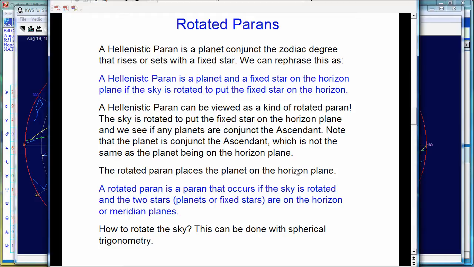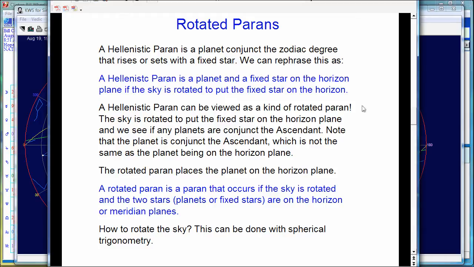You can rephrase what a Hellenistic Paran is as follows. I have it here in blue. A Hellenistic Paran is a planet and a fixed star on the horizon plane if the sky is rotated to put the fixed star on the horizon. So I say down here, a Hellenistic Paran can be viewed as a kind of rotated paran. Another way of looking at Hellenistic Parans is that it's a paran that occurs if you rotate the sky to put the fixed star on the horizon.